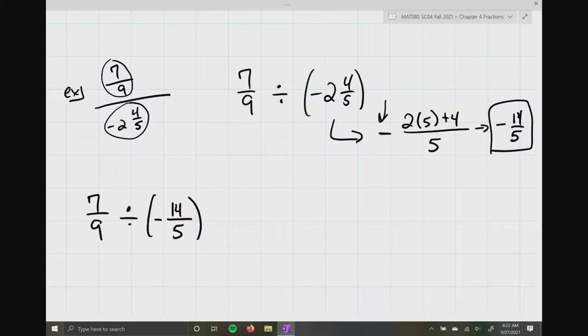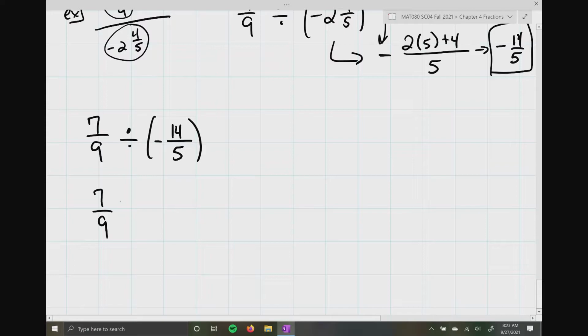So now we have 7 over 9 divided by -14 over 5. Crystal, did I lose you? I was looking at the same thing Stevie was looking at. I was like, wait, what? That's exactly what Stevie just did. If you think I made a mistake, unmute and just say, wait a minute, I think you made a mistake. I'm not going to take offense to it. I'm not perfect.